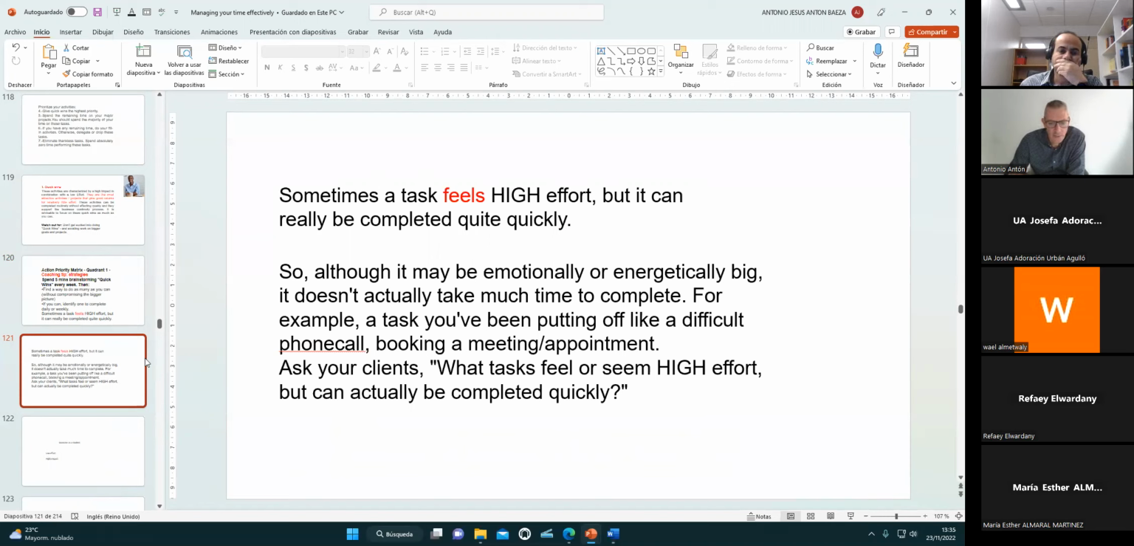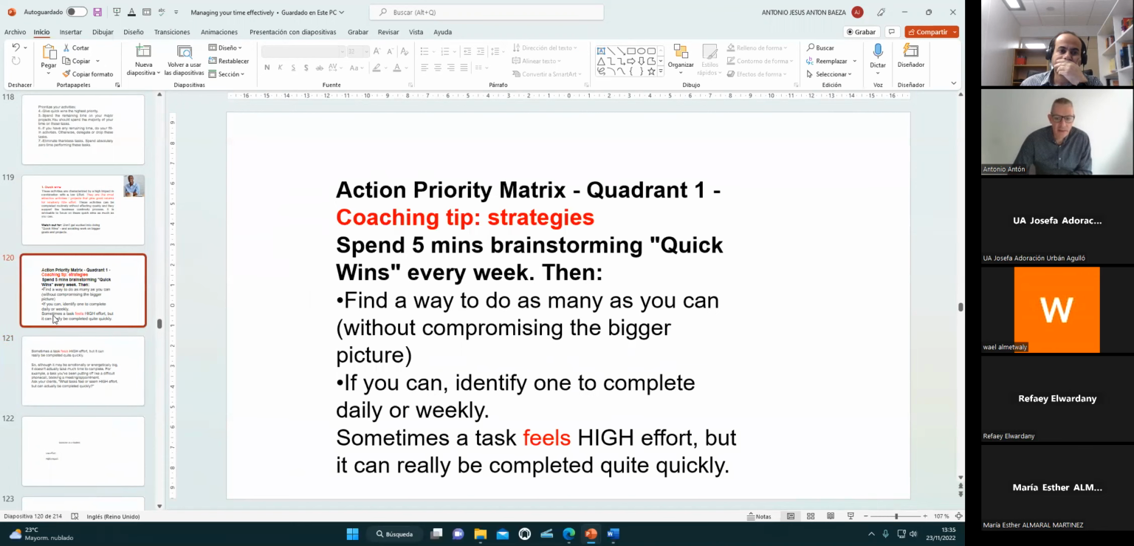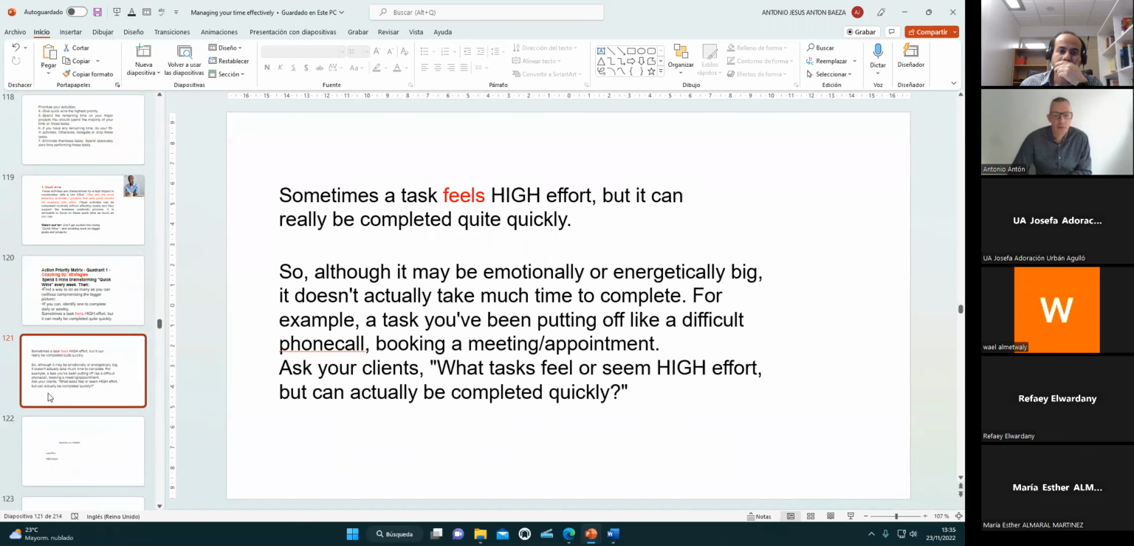Sometimes tasks feel high effort. Your mind says to you, well, I need to make 5 phone calls today. However, your mind starts talking to you: if you make a call, perhaps the client is going to shout at you. If you make a call, perhaps you are going to bother the client while he or she is working, and perhaps they might hate you, something like that.